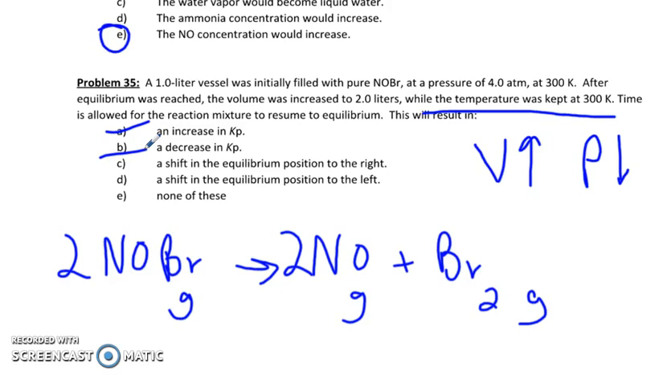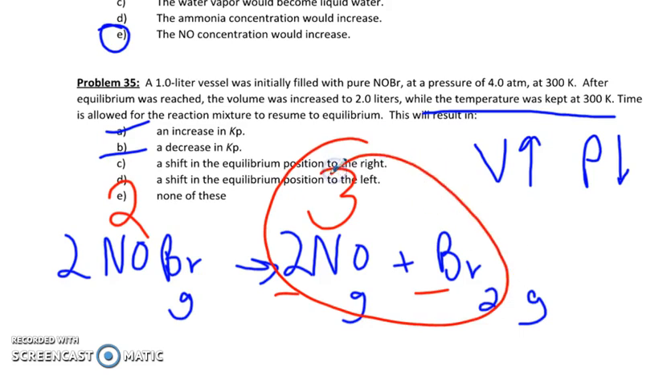So now we're going to shift to the right, shift to the left. So this is where you have to count again. So here I have 2 molecules of gas. I have 2 plus 1, 3 molecules of gas. So if pressure were to go up, it would go towards the 2. If pressure goes down, it's going to go towards the 3. So it's going to shift right. Okay, and that is answer, looks like answer C. Okay, and there you go. That's not too bad, is it? Let's see the next one.